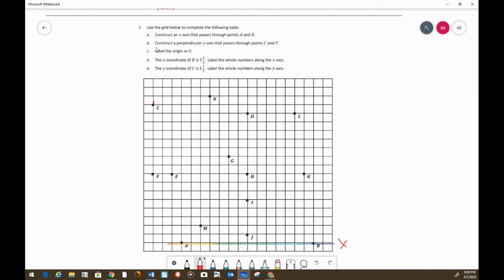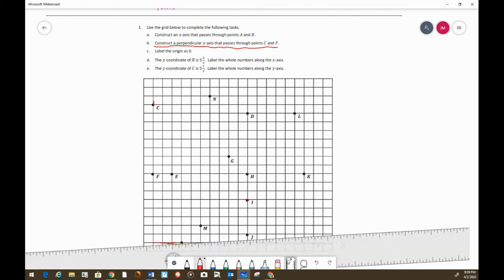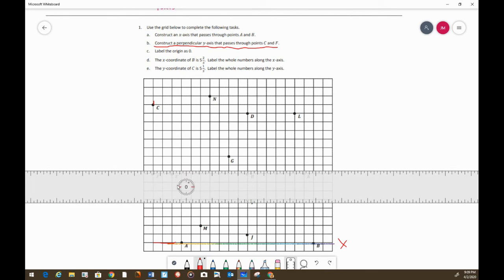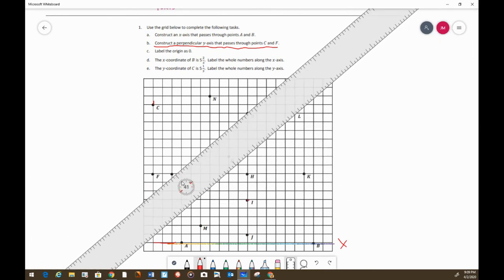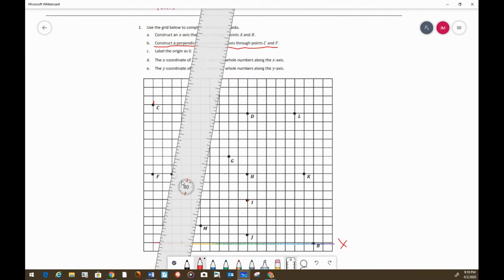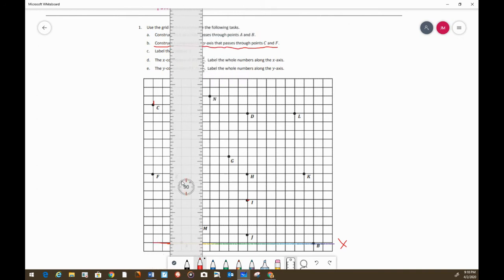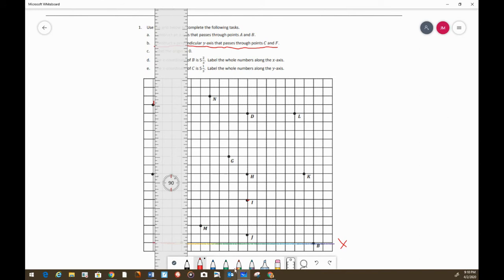Now, the next one says construct a perpendicular y-axis that passes through points C and F. Okay, so let's look at C and F. And the perpendicular line has to cross this one. I didn't do it all the way here. Let me just do it quickly with my magic pen. Okay, now we have to do it. This ruler has to be at a 90-degree angle, because we have to create a perpendicular line, and that's going to become the y-axis. And let me use the same pen. Here we go, and that is the y-axis.